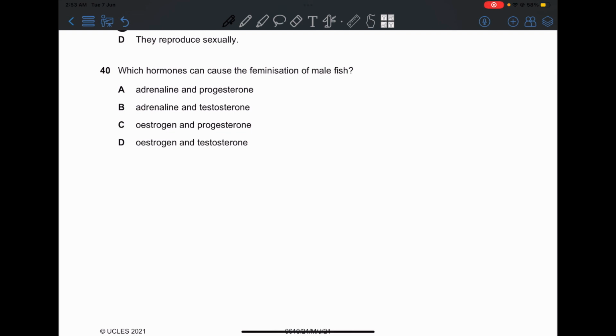40. Which hormones can cause the feminization of male fish? Now we know that feminization of male fish actually occurs when there are high estrogen levels or female hormones in the ocean. So this will decrease the sperm count in the male fish. So we're going to be choosing an option that has female hormones, which is estrogen and progesterone.